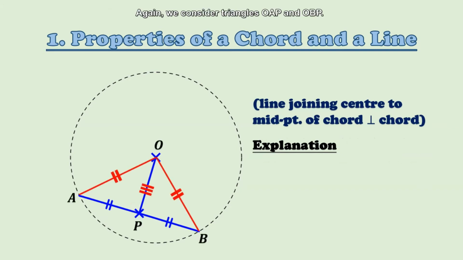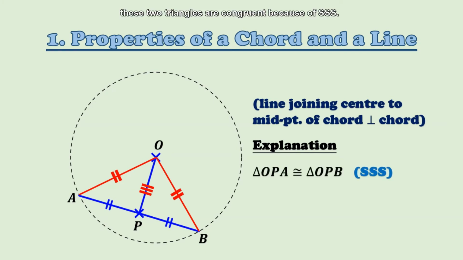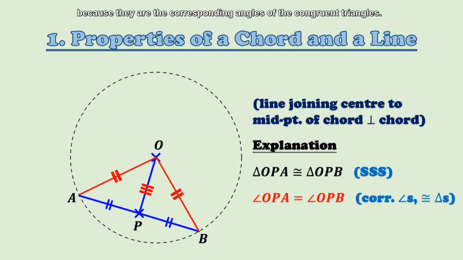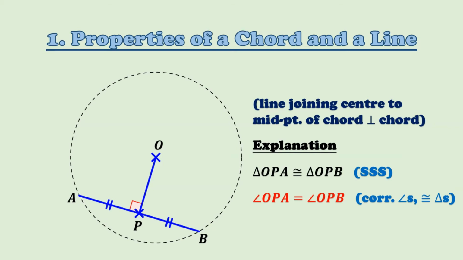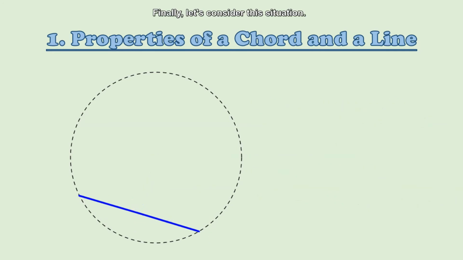Again, we consider triangles OAP and OBP. This time we should be able to prove that these two triangles are congruent because of SSS. Therefore, angles OPA and OPB are equal because they are the corresponding angles of the congruent triangles. In addition, because these two angles are adjacent angles on a straight line, both of them should be a right angle. As a result, the line joining the center to the midpoint of the chord should always be perpendicular to the chord.